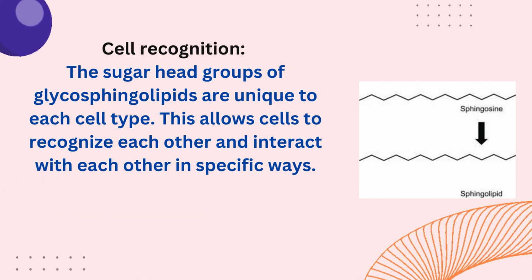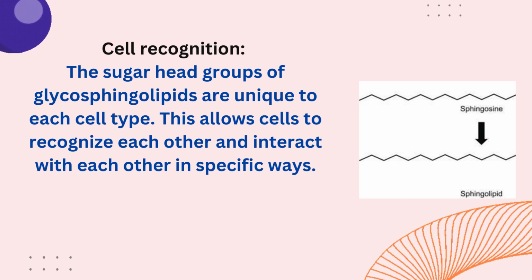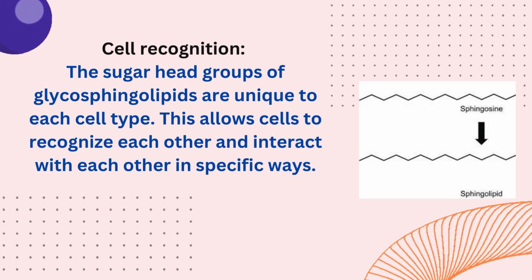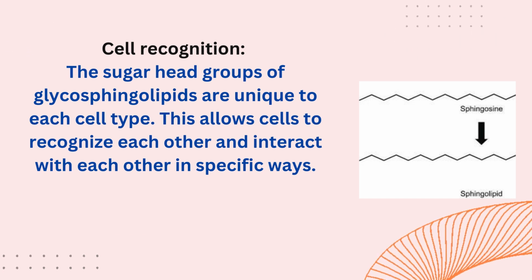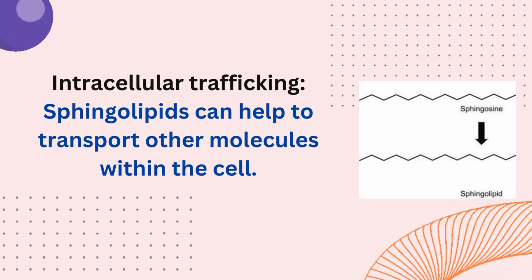Cell recognition. The sugar head groups of glycosphingolipids are unique to each cell type. This allows cells to recognize each other and interact with each other in specific ways. Intracellular trafficking. Sphingolipids can help to transport other molecules within the cell.